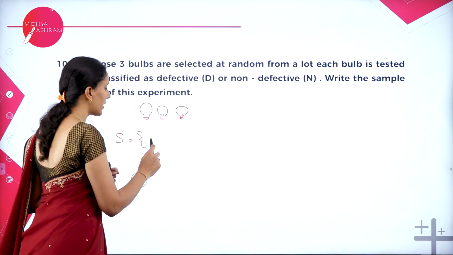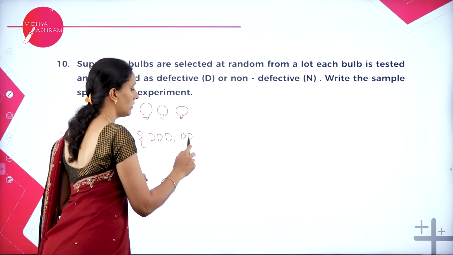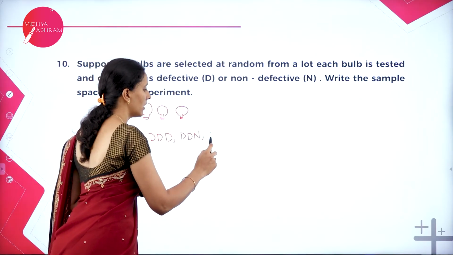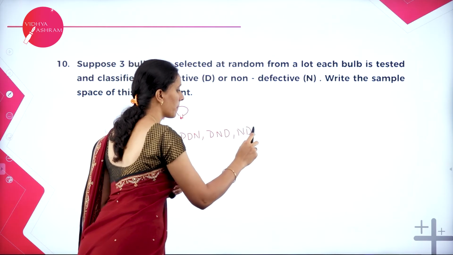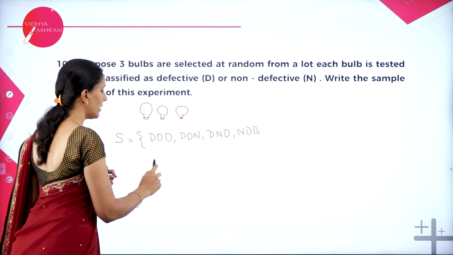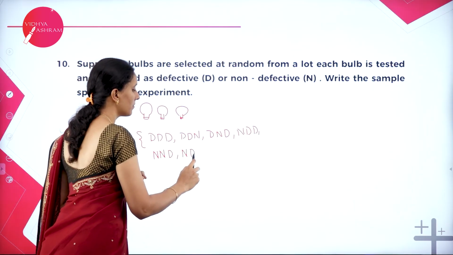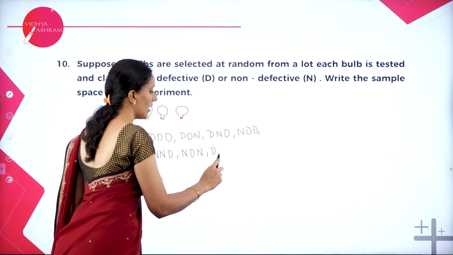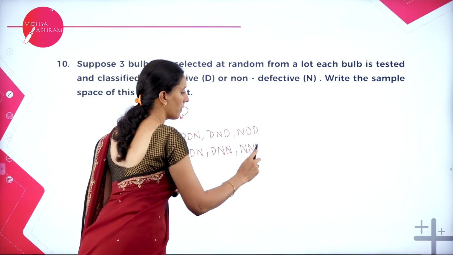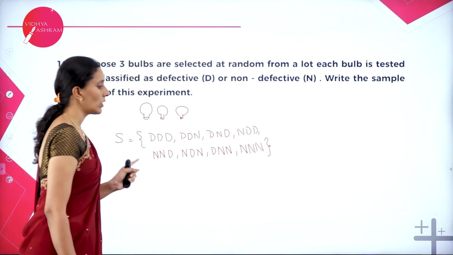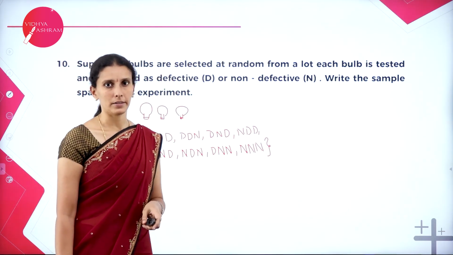All defective, we will write as DDD. First 2 defective, the last one non-defective, DDN, or DND, or NDD. Similarly, we can write NND, NDN, DNN, and all non-defective, NNN. So these are the only possibilities you can get for this experiment.